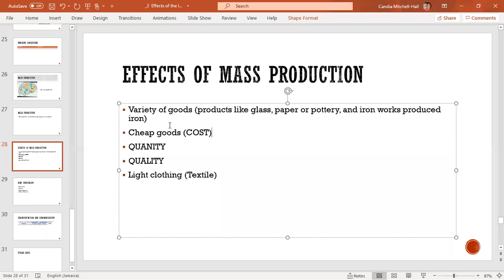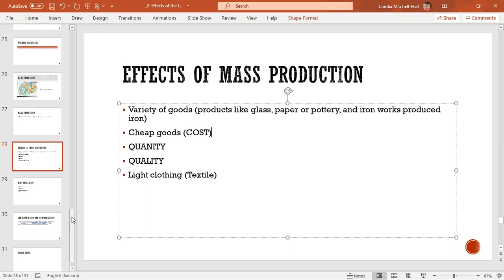So let us do a quick recap. The first effect we looked at was population growth. The second effect was urbanization. The third effect we looked at was mass production. Then horrible working conditions, and now we look at mass production, right?